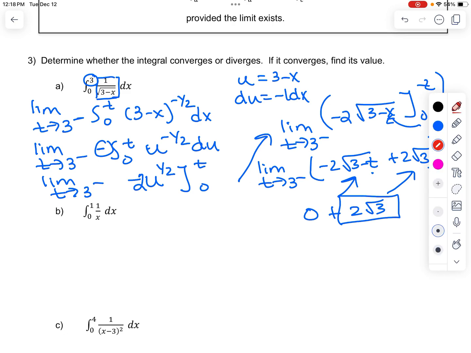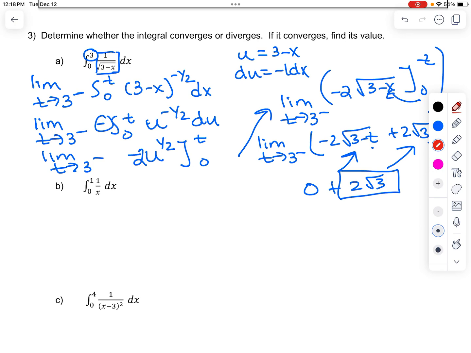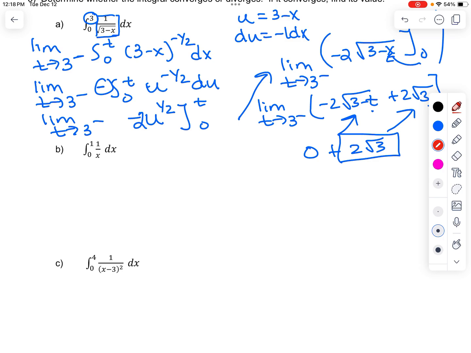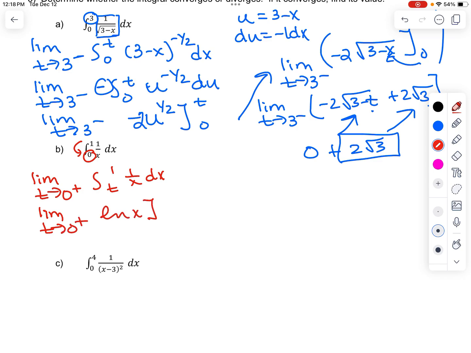Okay, now let's look at the next one. Very similar. Notice that this one has a discontinuity at 0, right? We can't plug in 0 on the bottom. So I'm going to rewrite this with the limit statement. So I'm going to approach 0 from the right side, so numbers to the right of 0. Same thing, so we're going to go from t to 1 of 1 over x dx. This antiderivative is just the natural log. So I got natural log of x from t to 1. And you have to keep writing that limit statement until you actually take the limit.